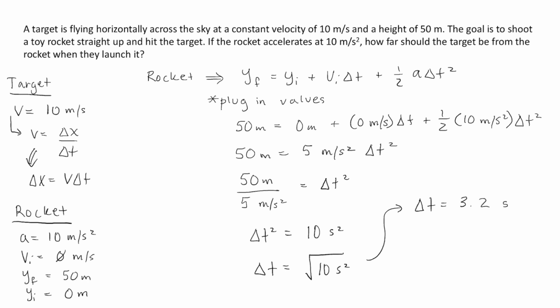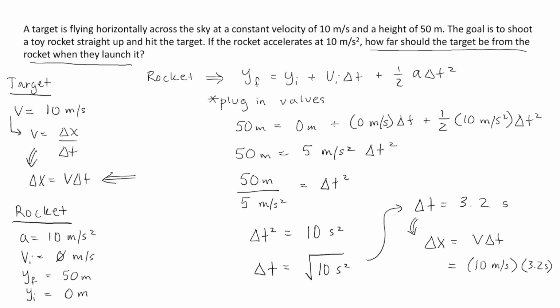Now this is not our answer. The question had asked us, how far should the target be from the rocket when they launch it? So what we need to do is take this delta t value and plug it into our target's uniform motion equation. And then we can solve for delta x. And we just need to plug in our velocity and delta t values. So we know the velocity was 10 meters per second, and we just solved for delta t, which was 3.2 seconds. And what we find is that delta x is about 32 meters. And that's our answer. If the target is about 32 meters away from the rocket when we launch it, the rocket will strike the target.